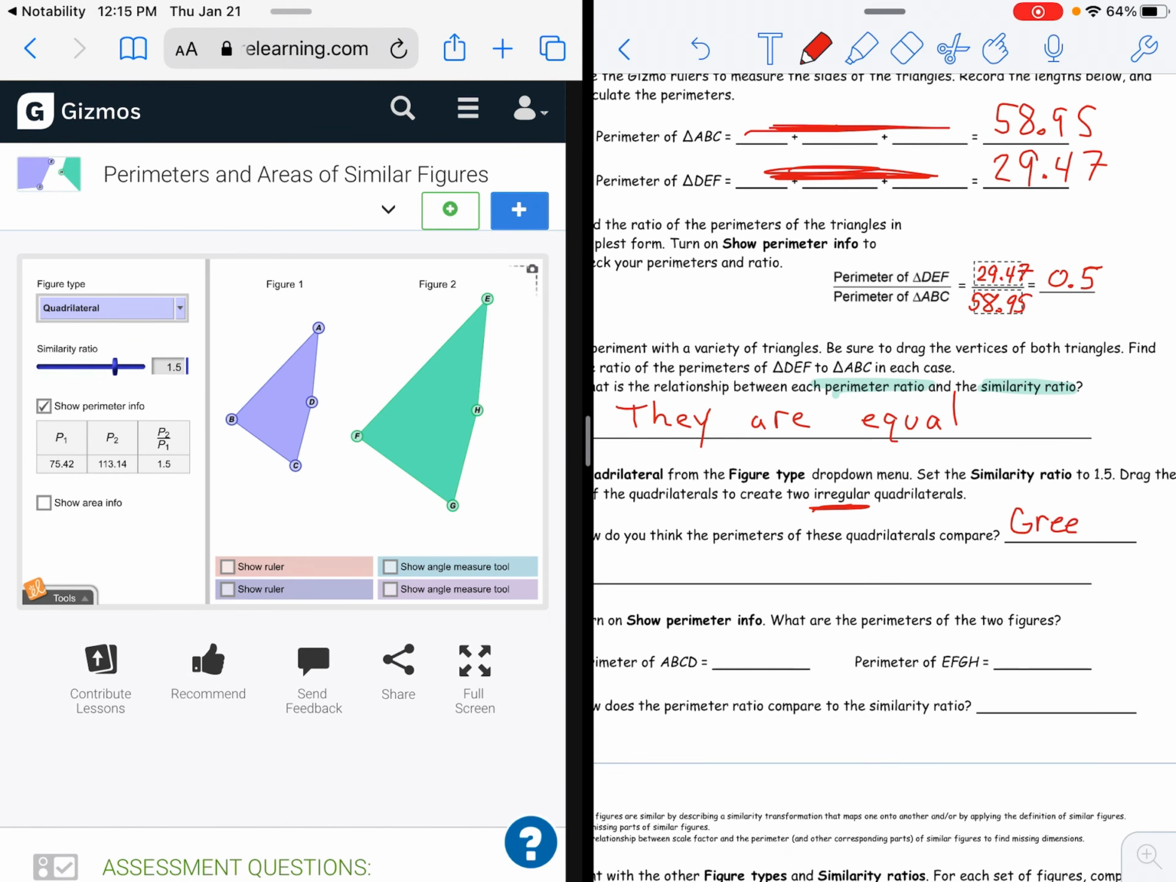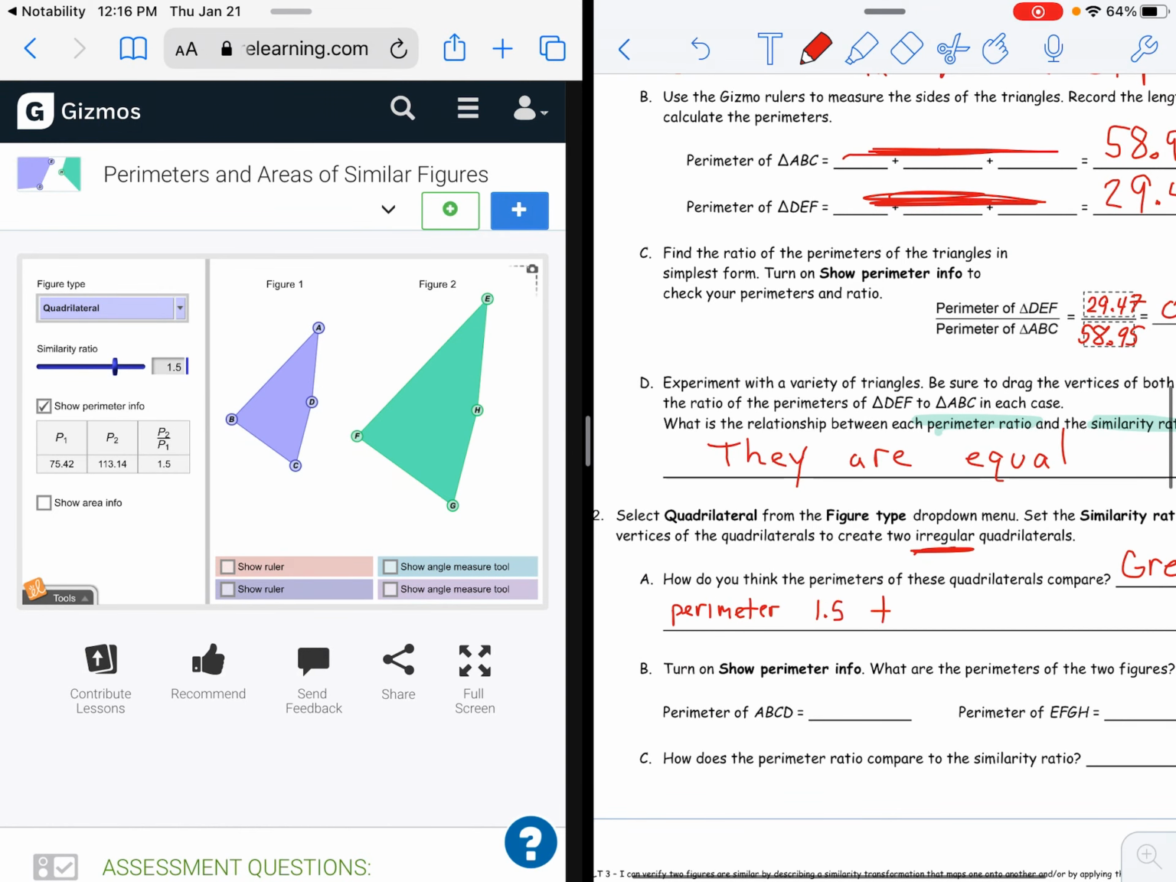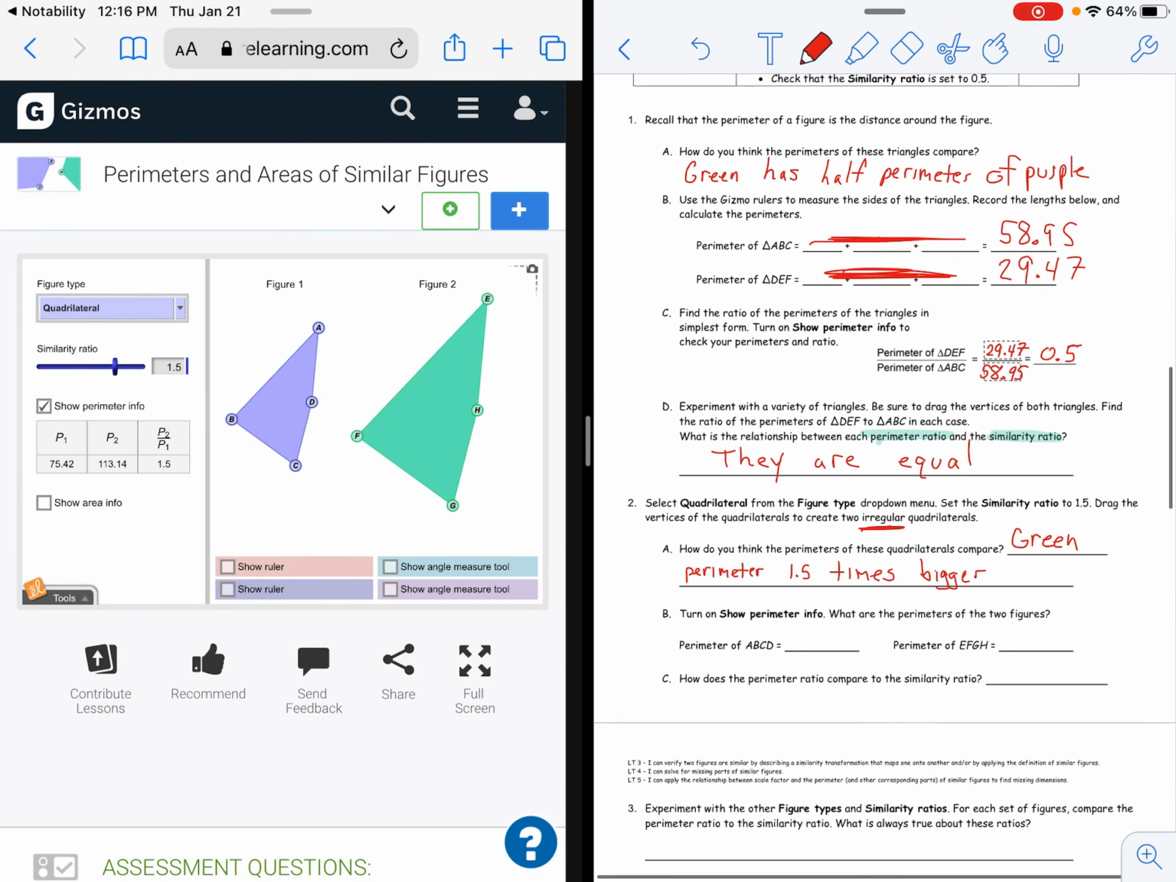I'm going to guess the green perimeter is 1.5 times bigger. Alright, and now we weren't supposed to have show perimeter info on, but now we do. We can actually look at it.